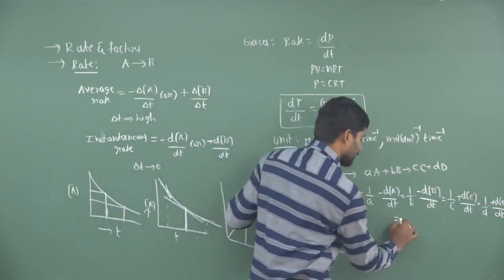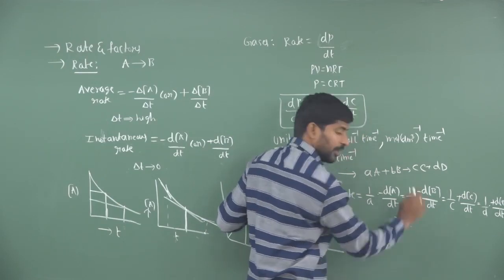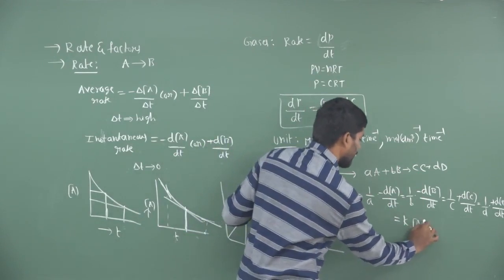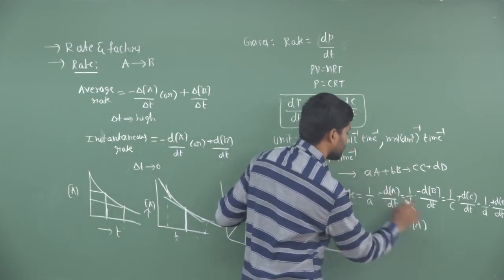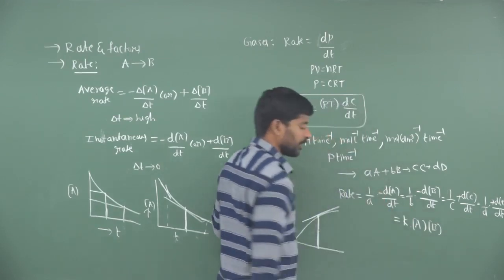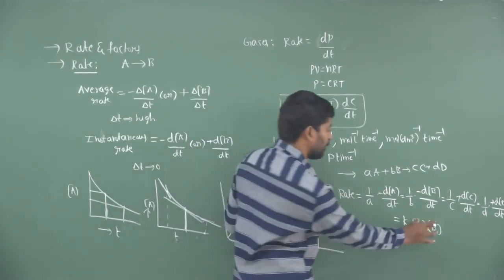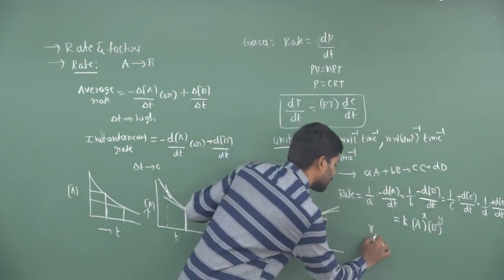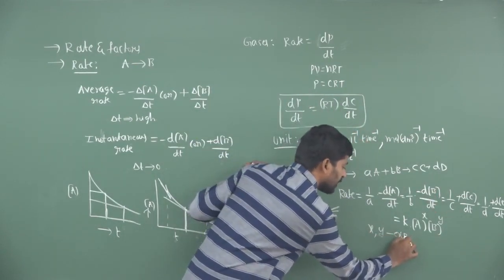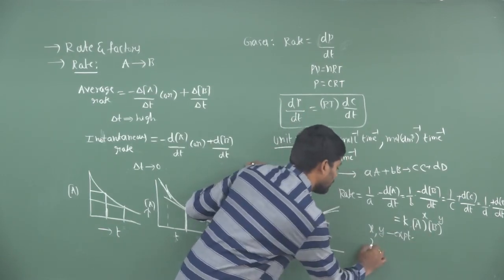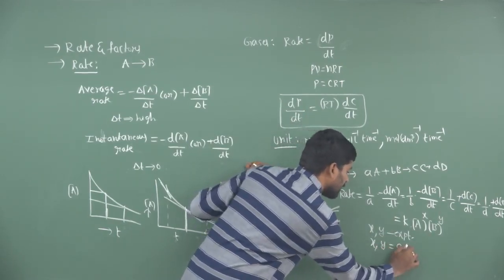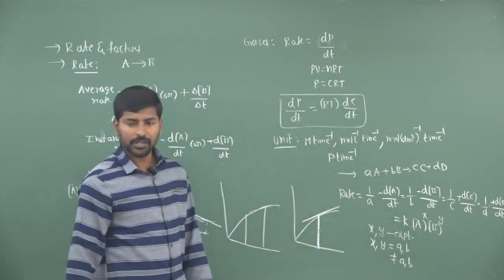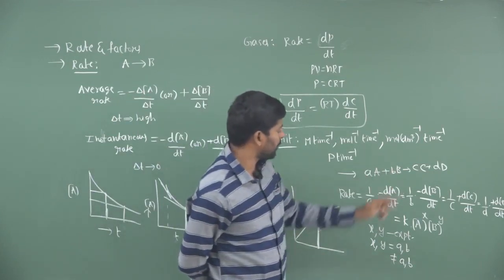So rate is equal to what? Rate constant into concentrations of reactants, that is concentration of A into concentration of B, with powers x comma y, for example. So can these powers be obtained theoretically or experimentally? Experimentally only. These powers x comma y may or may not equal the stoichiometric coefficients a comma b.